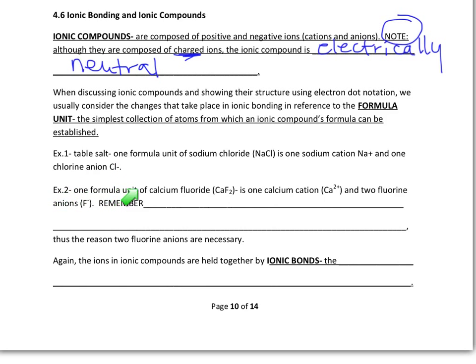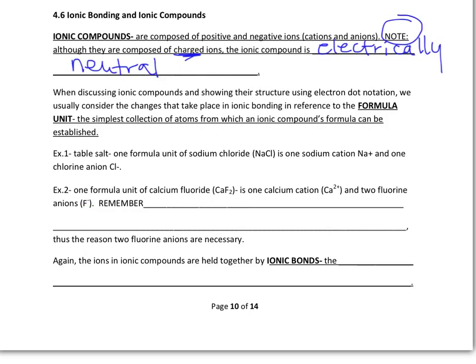Example 2, we've got calcium fluoride. It is 1 calcium cation. Remember, calcium is in column 2. That's why it wants to be a positive 2. It wants to get rid of those 2 valence electrons. And 2 fluorine anions. Fluorine is in column 17, just like chlorine. Therefore, it wants to gain 1 more so it can have the full octet of electrons.